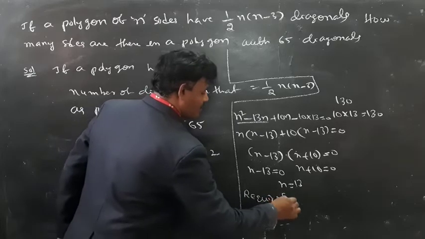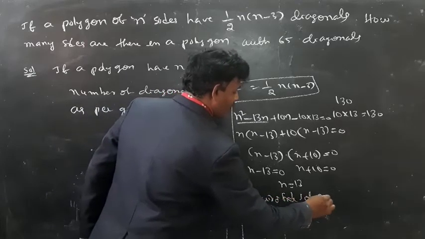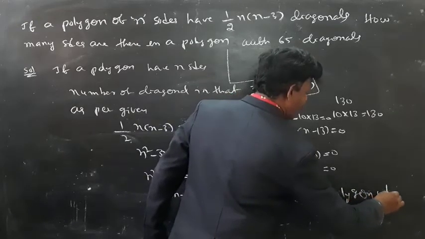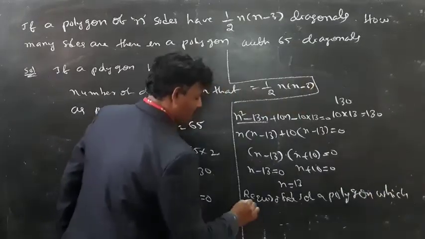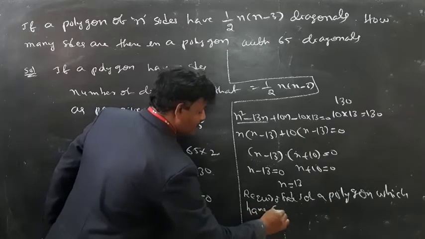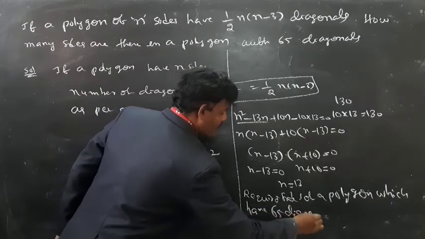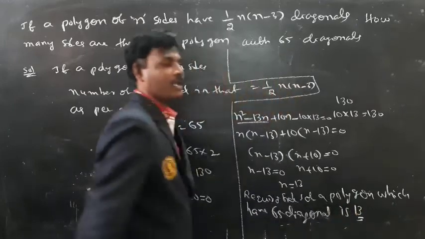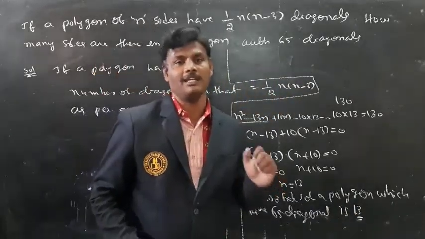The required number of sides of a polygon which has 65 diagonals is 13. So the required polygon has 13 sides.